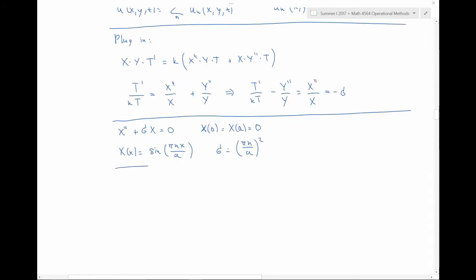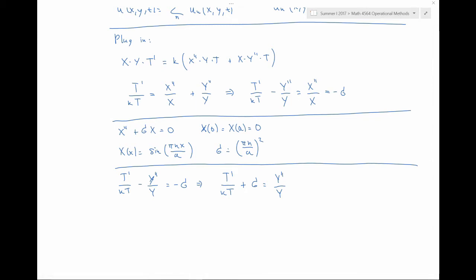After we figure out x, let's figure out y. We have an equation that t prime over kappa t minus y double prime over y should be minus sigma. We can rewrite this equation as t prime over kappa t plus sigma should be equal y double prime over y. And again, on both sides of the equation, we have different variables. The left side depends only on t, the right side depends only on y. This must be yet another constant. I'm going to denote it as minus eta.